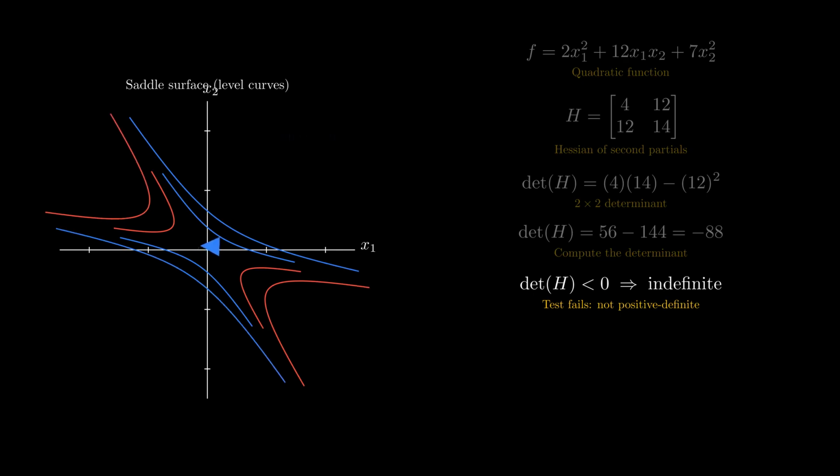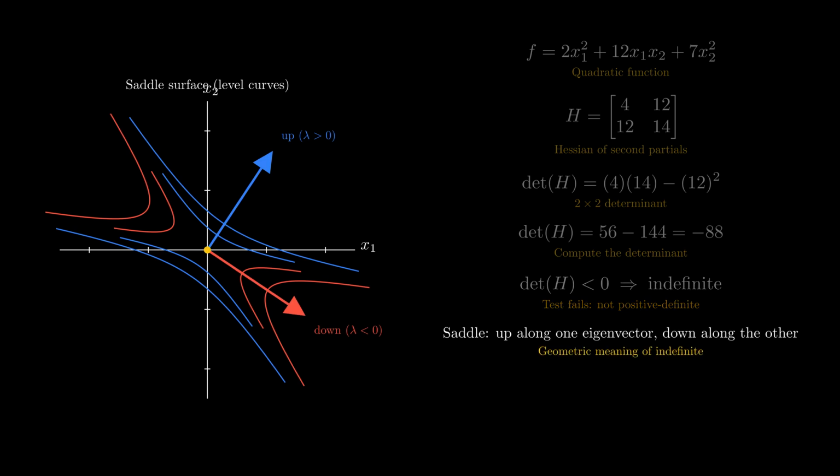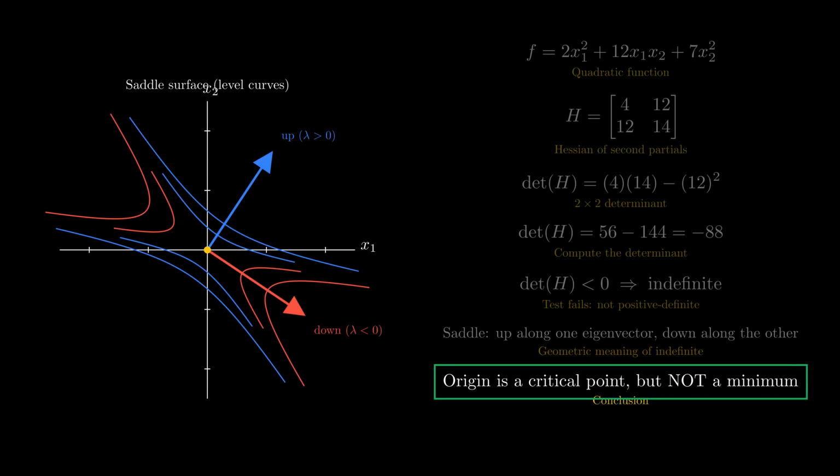Geometrically, that means the surface curves upward along one eigenvector direction and downward along another. The graph is a saddle. If you walk one way from the origin, you go up. And if you walk perpendicular to that, you go down. The origin is a critical point, but it is absolutely not a minimum.